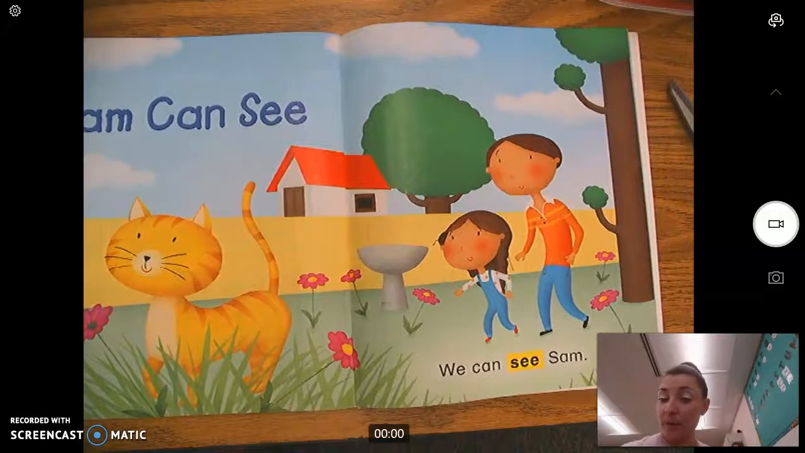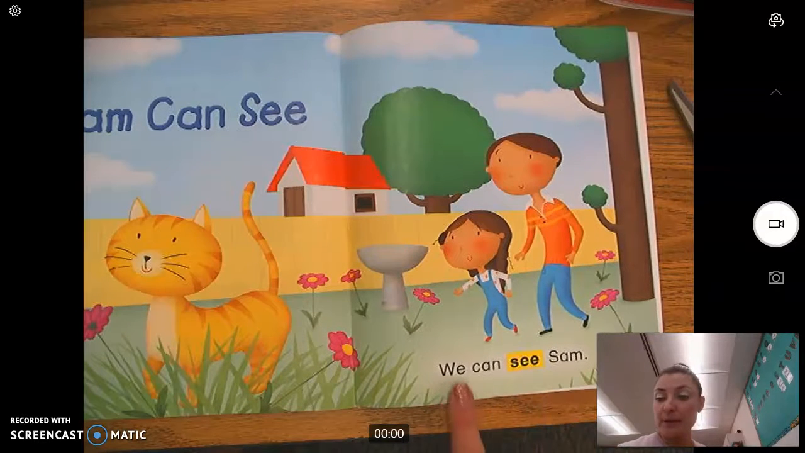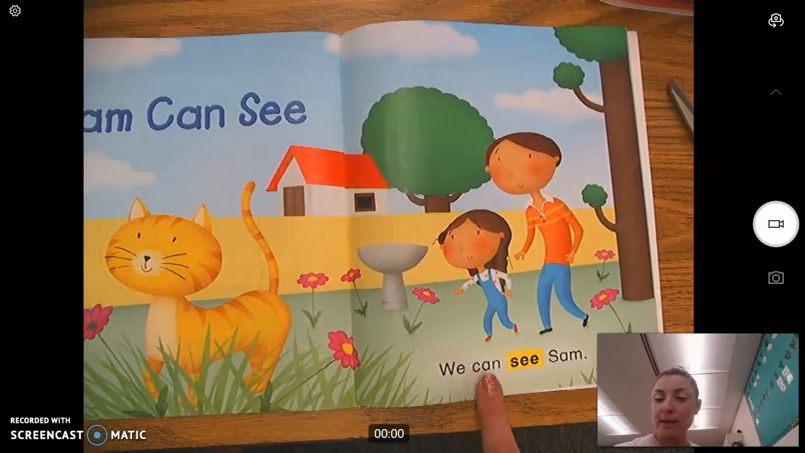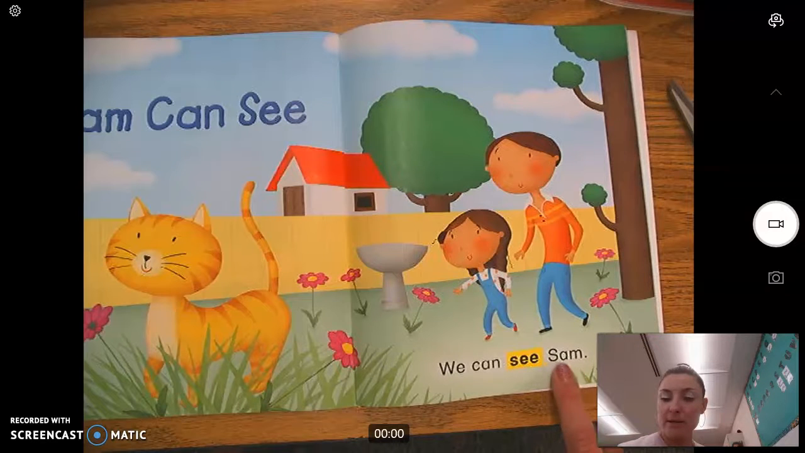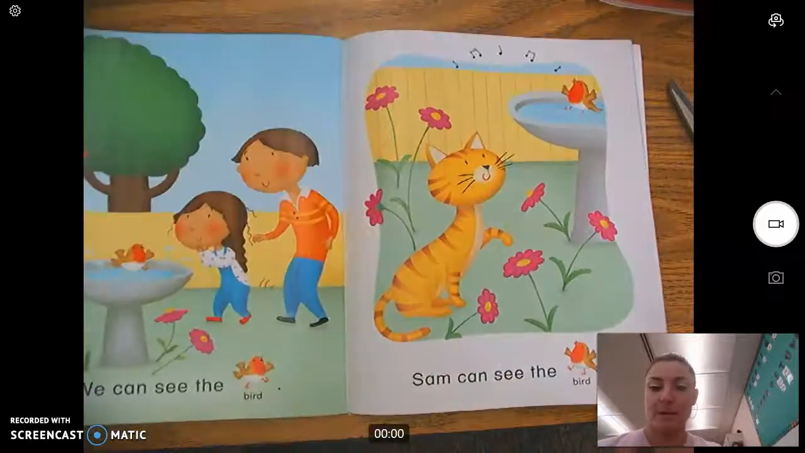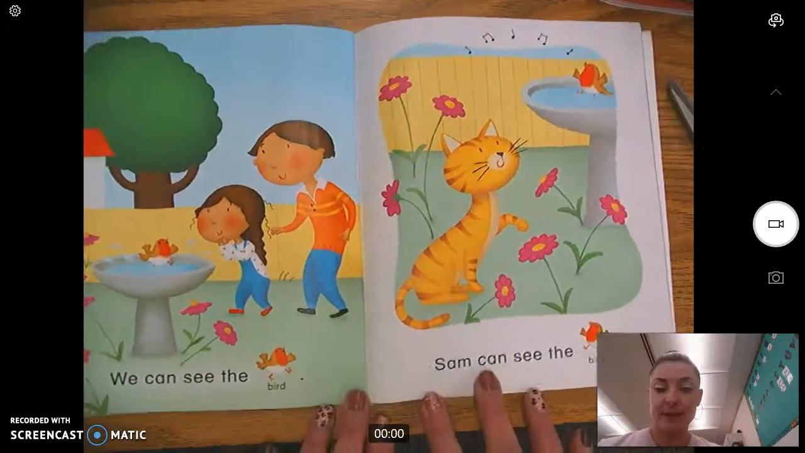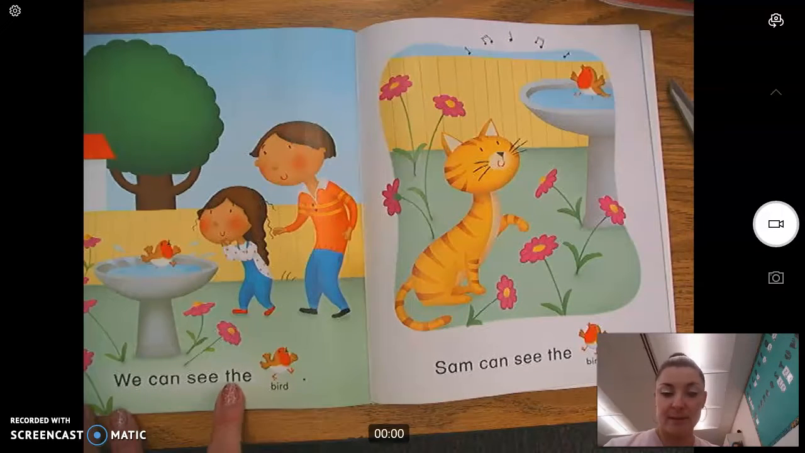Okay, and we're looking for sight words that we know and sounding out words. We can see Sam. Sam. We can see Sam. Look, I see some sight words again. I see we, and the, and can, and see.